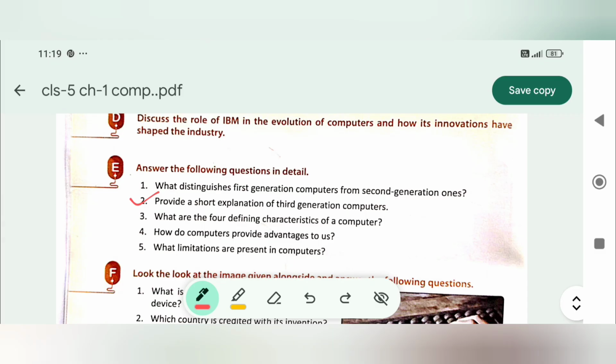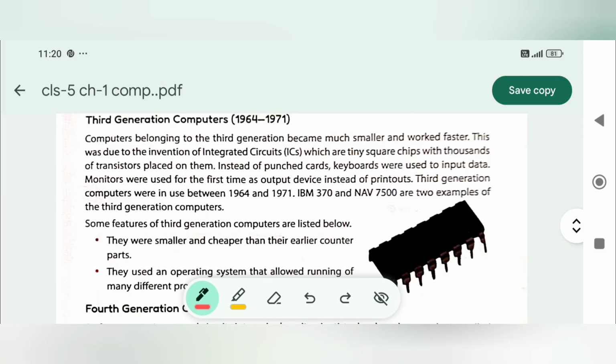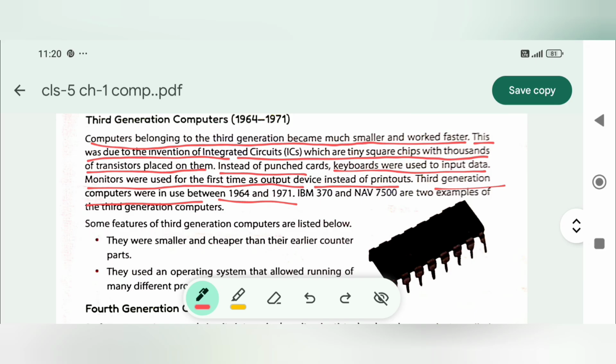ICA 1. Number 2, provide a short explanation of third generation computers. So, computers belonging to the third generation became much smaller and worked faster. This was due to the invention of integrated circuits, which are tiny square chips with thousands of transistors placed on them. So, instead of punch card, keyboards were used to input data. Monitors were used for the first time as output device instead of printouts. Third generation computers were in use between 1967 and 1971. IBM 370 and NAV 7500 are two examples of the third generation computers. This is ICA 2.